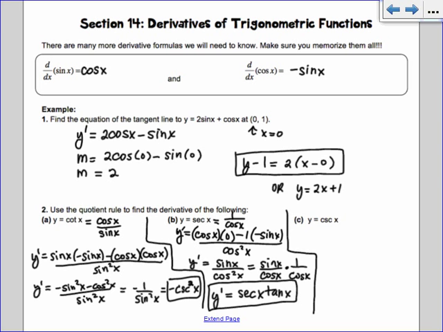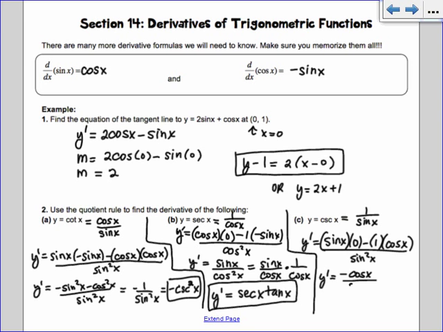Okay, so if I have y equals cosecant x, that's going to be 1 over sine. So when I take the derivative, I'm going to have low is sine, d high is 0, minus high, d low is going to be cosine, so it's very similar to the last one. All over the square of what's below, so sine squared x. So I get y prime is negative cosine of x all over sine squared x.